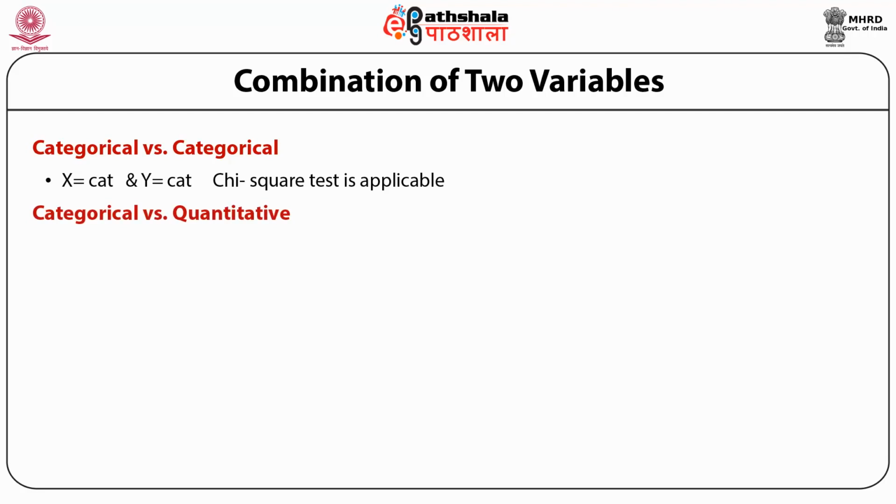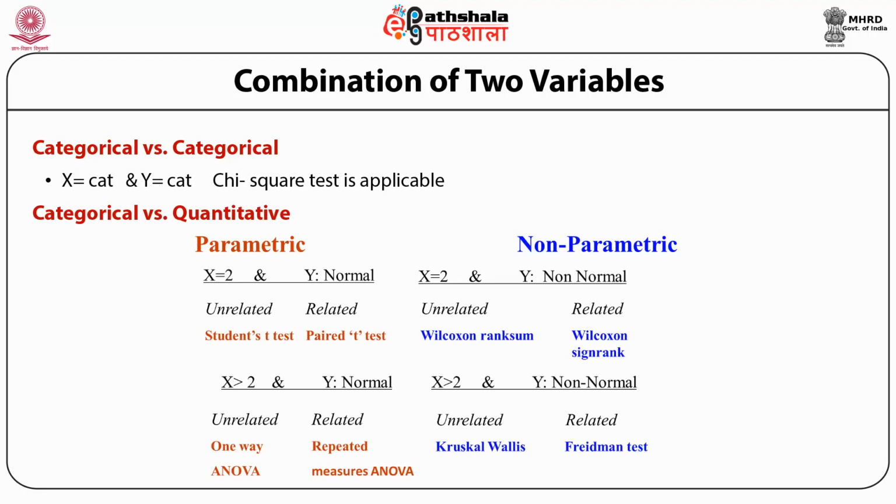Then again, if it is categorical versus quantitative, and we are talking about a parametric test, then x has two levels and y is normally distributed, then the question arises whether it is paired or unpaired. Unpaired is generally also named as unrelated. Paired data is also known as related sample. If it is unrelated, the student t-test has to be applied. If it is related, the paired t-test is the best option in the parametric sense.